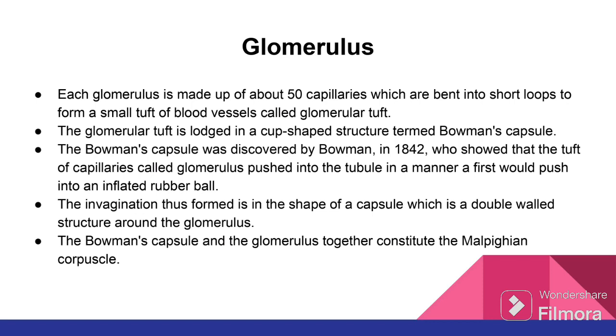Glomerulus. Each glomerulus is made up of about 50 capillaries which are bent into short loops to form a small tuft of blood vessels called glomerular tuft. The glomerular tuft is lodged in a cup-shaped structure termed Bowman's capsule. The Bowman's capsule was discovered by Bowman in 1842, who showed that the tuft of capillaries called glomerulus pushed into the tubule in the manner a fist would push into an inflated rubber ball. The invagination thus formed is in the shape of a capsule, which is a double-walled structure around the glomerulus. The Bowman's capsule and the glomerulus together constitute the Malpighian corpuscle.